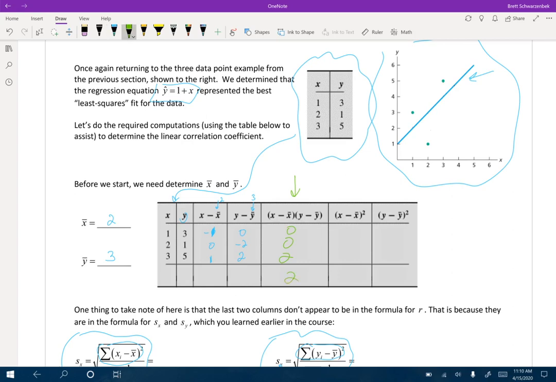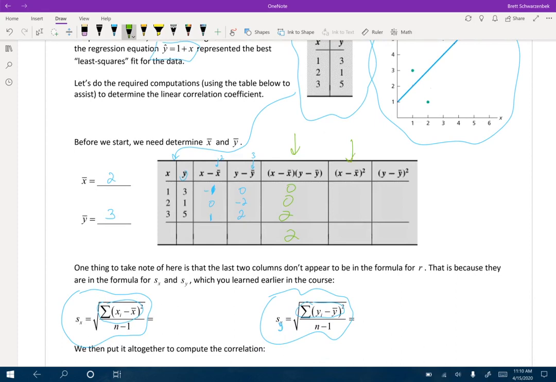What else do we need? We need x minus x bar squared. Why do we need that? Because that calculates the standard deviation of our x column, or that's part of the formula that calculates that. So we have to take this column here and square it. So negative 1, 1, 0, 0, 1 squared is 1. The sum of that column is, again, 2.